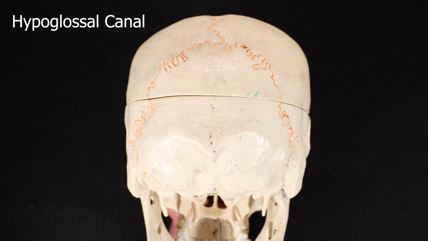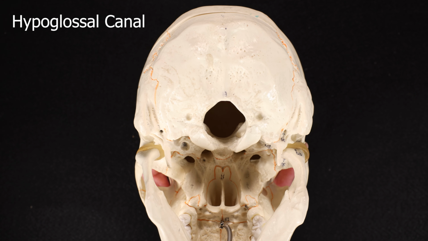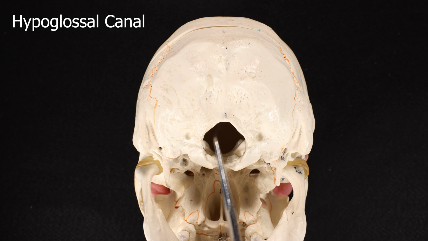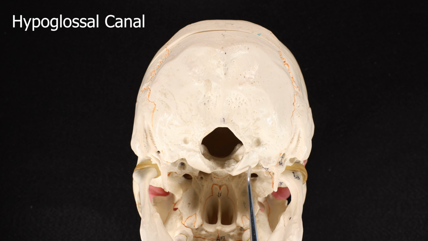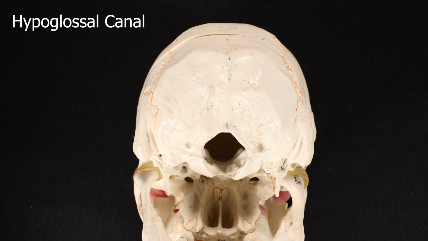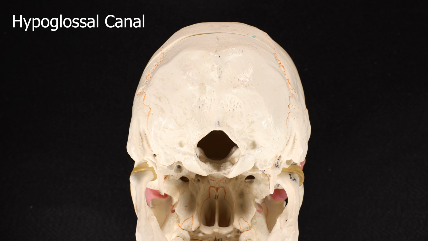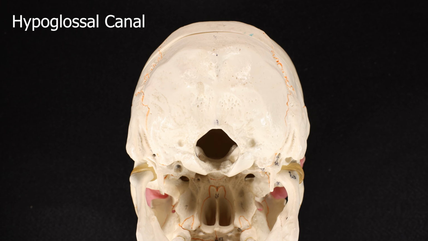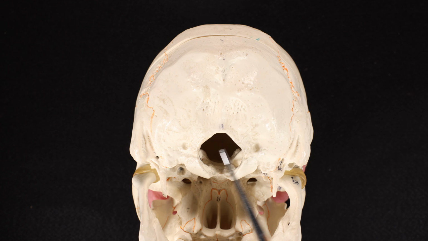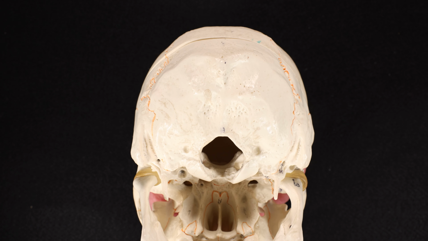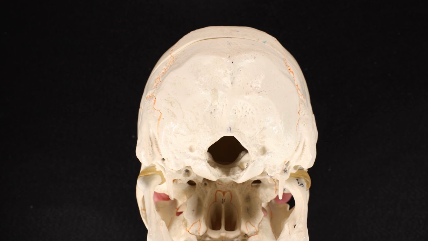And then we have the hypoglossal canal. Hypoglossal canal, we need to orientate back, looking at the foramen magnum. Each one of these is going to be your occipital condyle. Now the hypoglossal canal is just superior to the occipital condyles. Now keep in mind orientation here. We're looking at the underside of the skull. This is the bottom of the skull. That means superior is going down towards the tabletop.